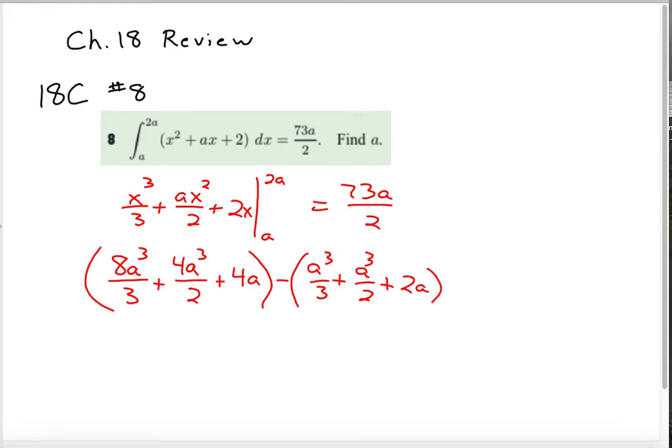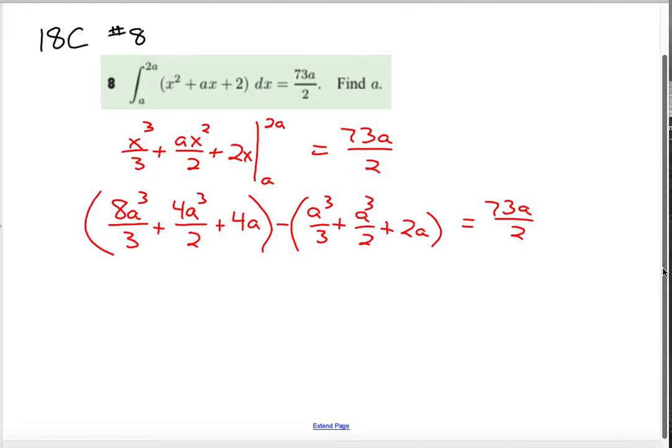Okay, so let's start with all our a cubes. We're going to have that equal 73a over 2. So we need a common denominator, so let's do it all over 6. So I have to multiply the first fraction by 2 over 2. So that's going to give me 16a cubed, all over 6, plus the second fraction I have to multiply by 3. So that'll be 12a cubed. And then I'll deal with the 4a later.